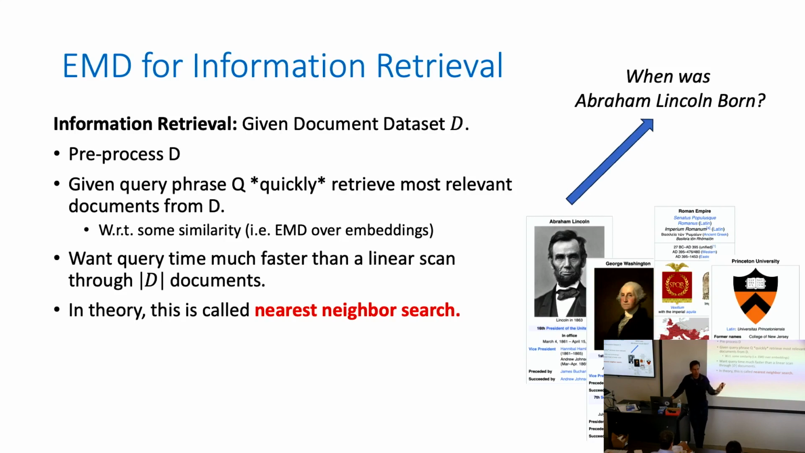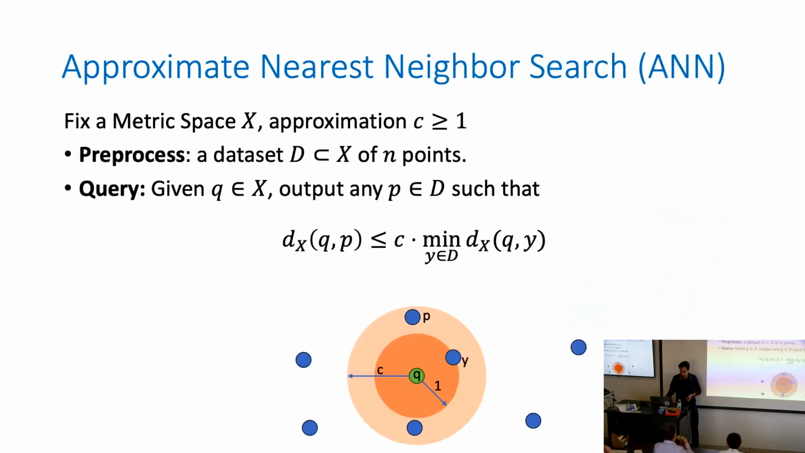And this also has like a 3-decade history of study. And there's a lot of beautiful results in this literature. And so what is the theoretical framework? Well, so I have some metric space X. This is going to be like where my documents live. And I have a data set, a subset of X, of n points.